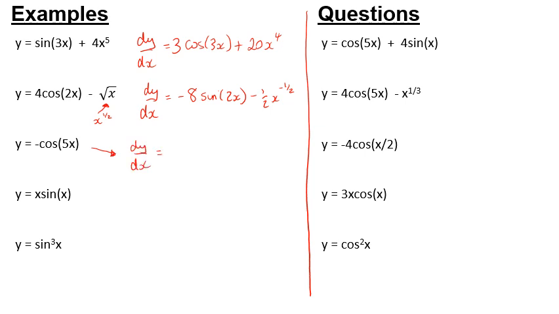Okay, moving on to the third one. When we differentiate cos, we get minus sine. So that must mean that if I differentiate minus cos, I get positive sine. So negative cos becomes positive sine, and then I times by the differential of the bracket, which this time is 5. So I left a little gap there because I knew I was going to put in that 5.